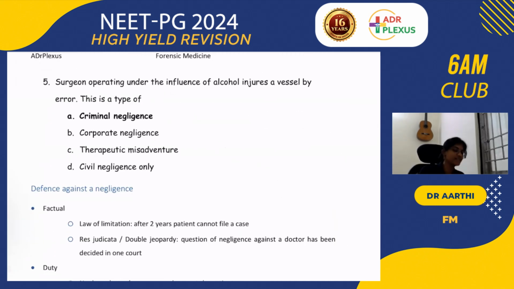Then, a surgeon under the influence of alcohol injures a person. This is criminal. When we say criminal, there is gross negligence. Even you and I will not agree otherwise. There is no debate at all. It isn't could be, maybe, no. So when we are talking about gross medical negligence, it comes under criminal negligence.